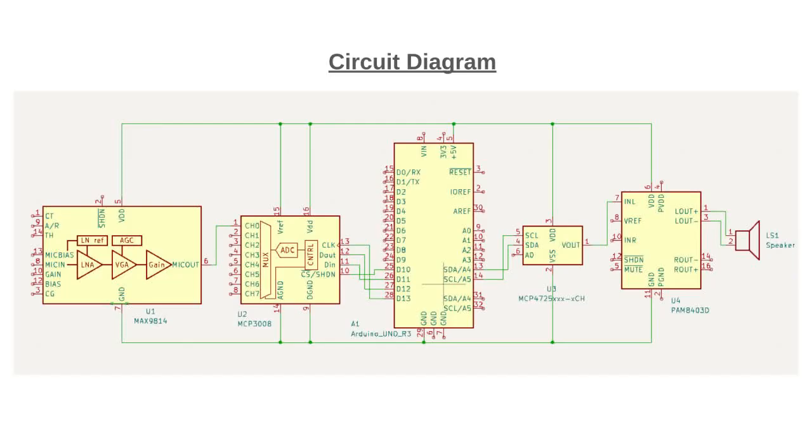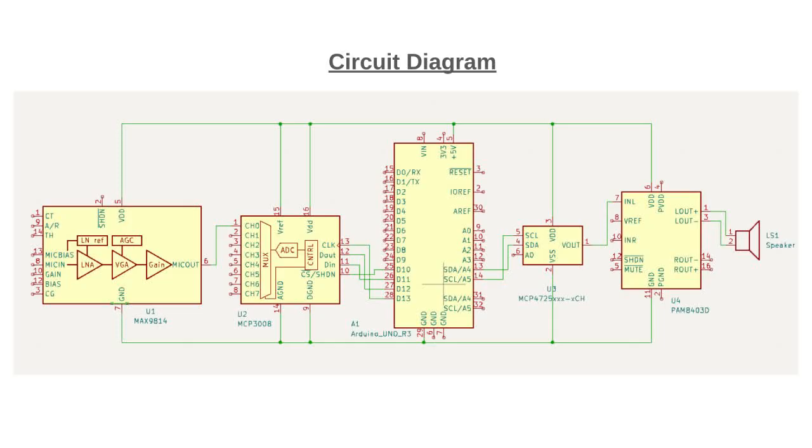So let's understand how the circuit actually works. The first one is the MAX 9814, which is a microphone amplifier. It captures external audio input with automatic gain control to prevent distortion. Next, the signal travels to the MCP 3008, which is a 10-bit ADC, which means analog to digital converter. It converts the analog signal from the MAX 9814 or other input sources into digital format. The next component is the microcontroller, which is an Arduino, which processes the digital data, applies the equalization algorithm, and controls the overall audio processing flow.